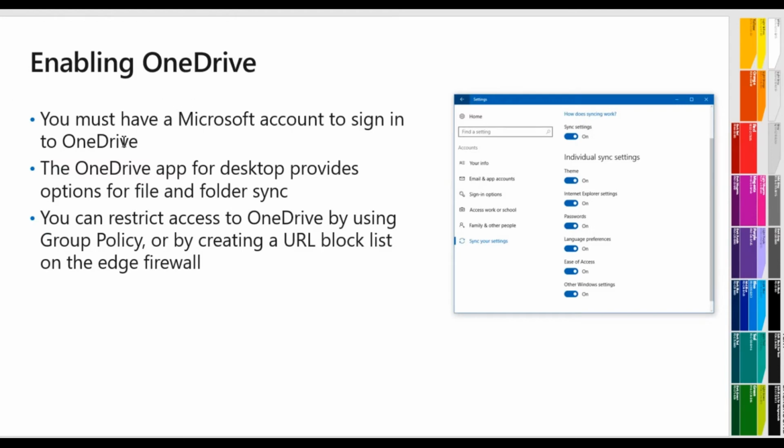How to enable OneDrive? You must have a Microsoft account signed into OneDrive. The OneDrive application for desktop provides options for file and folder sync. You can restrict access to OneDrive by using group policy and by creating a URL block list on the edge firewall.